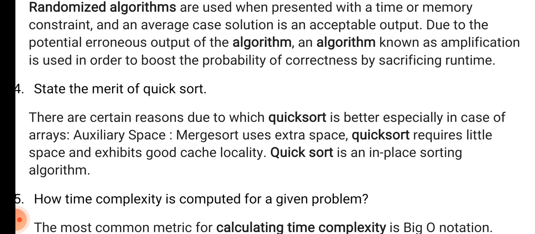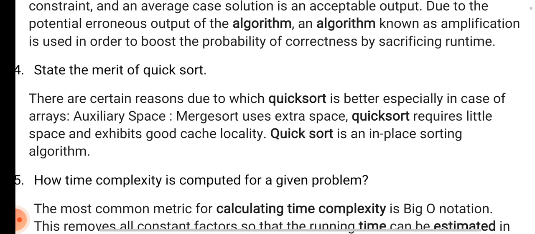State the merits of quicksort. There are certain reasons due to which quicksort is better, especially in case of arrays. Auxiliary space: merge sort uses extra space. Quicksort requires a little space and exhibits good cache locality. Quicksort is an in-place sorting algorithm. It can be sorted out quickly.